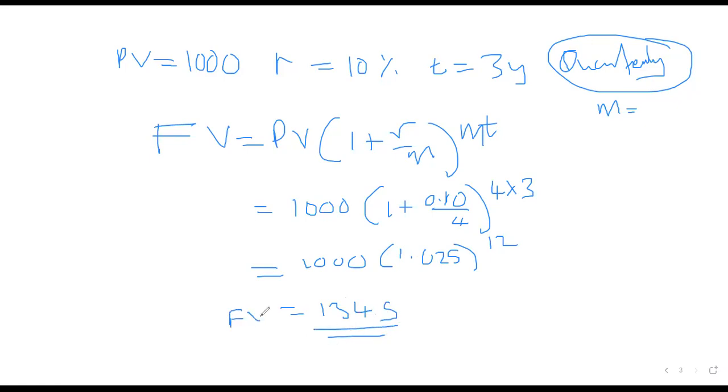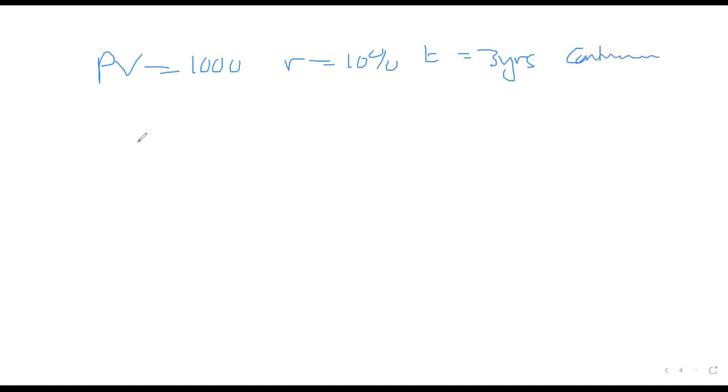You are seeing the amount is increasing the more you compound. If we are given the same parameters, 1,000, the interest rate is 10%, the time is 3 years, but we are compounded continuously. For continuous compounding, future value is given by the present value times e to the power RT. So here we have 1,000, our interest rate is 10%, and our time is 3. The e is there in the calculator.